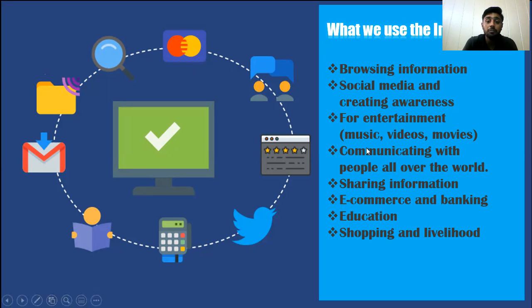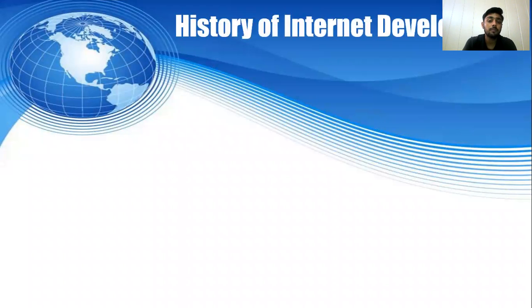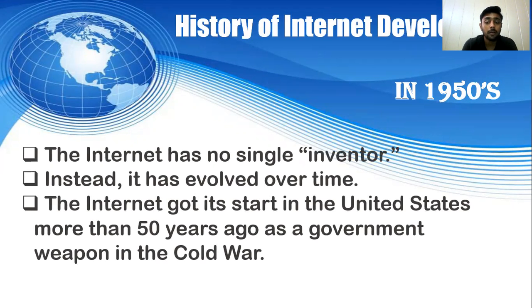Our main focus is the history of internet development, and it all started around the 1950s. From the starting, we are going to cover it. In the 1950s, the internet was not invented, and there was no such word known to anyone. But after some time, it evolved, and the internet got its start in the United States more than 50 years ago as a weapon in the Cold War by the government.